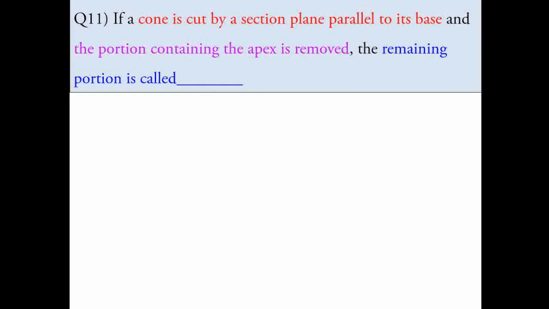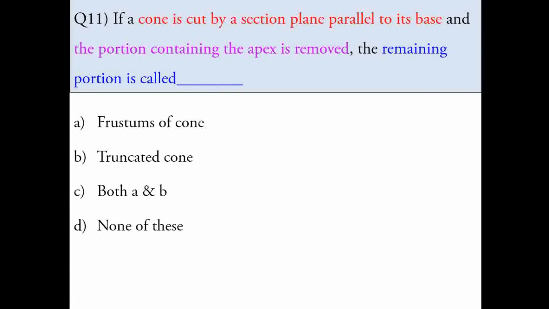The last question for this video. A cone is cut by a sectional plane parallel to its base and the portion containing the apex is removed. The remaining portion is called as: frustum of the cone, truncated cone, both A and B are correct, or none of these.